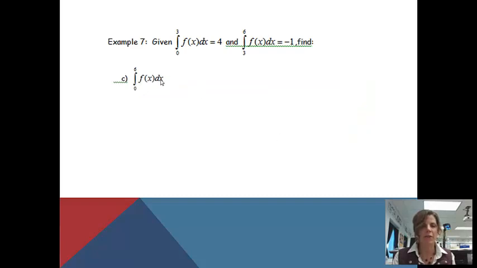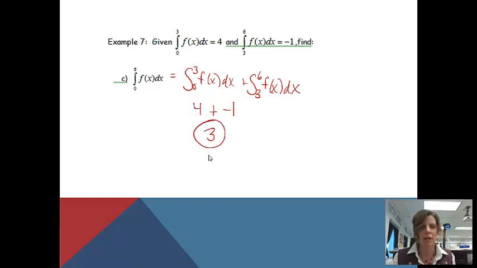And then the final example, if I would like to find the integral from 0 to 6, I notice that I know from 0 to 3 and 3 to 6, so this will actually equal the integral from 0 to 3 plus the integral from 3 to 6. The integral from 0 to 3, we know that is 4. The integral from 3 to 6 is -1, so 4 plus -1 is 3. So now hopefully you can use the properties of definite integrals to evaluate integrals.